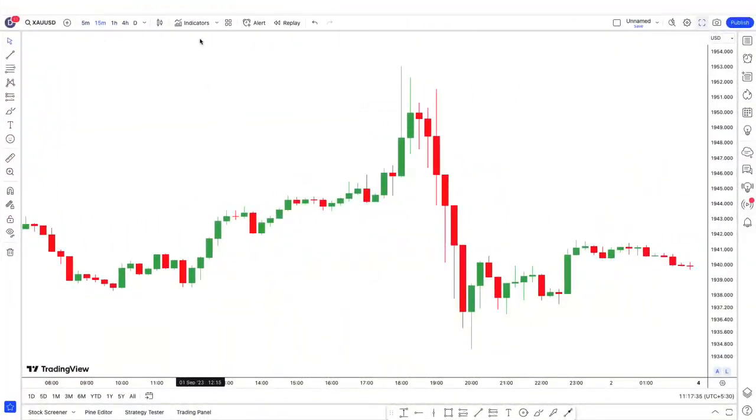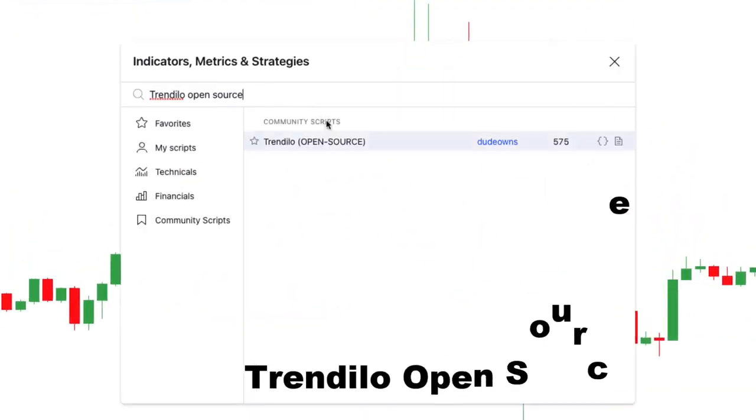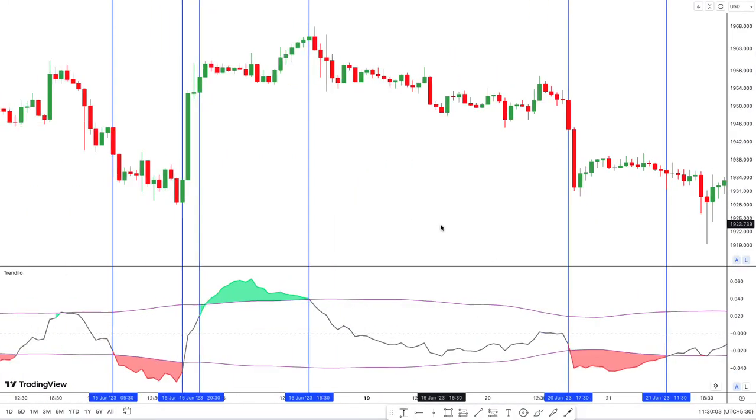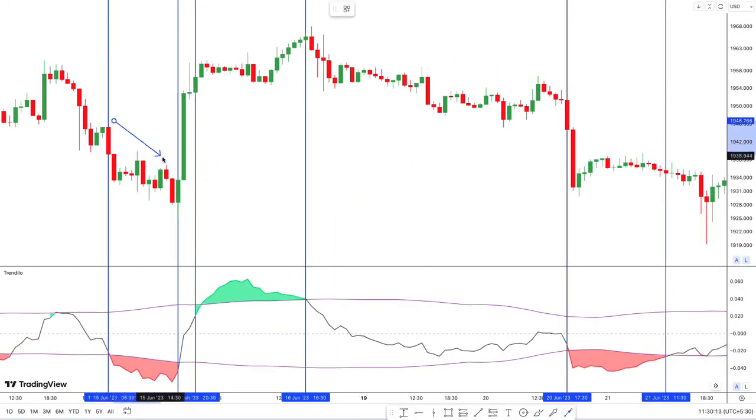Go ahead and open TradingView. Navigate to the Indicators tab and search for TrendILO Open Source, add it to your chart. This indicator examines how much prices change, smooths out sudden jumps or drops, and then utilizes a special average called the Arnaud Legoux moving average. This average is subsequently compared to a range to determine the trend.